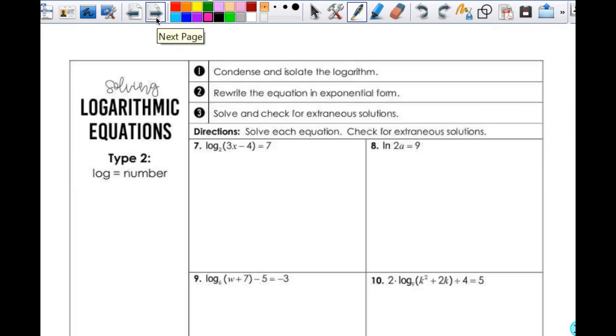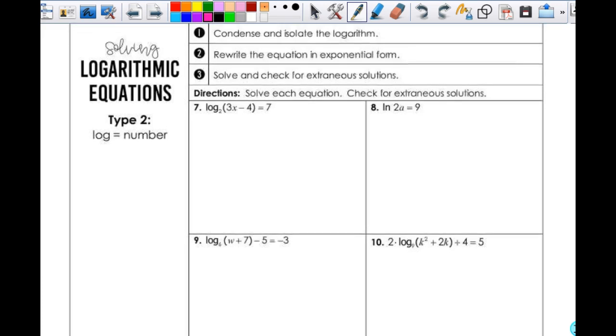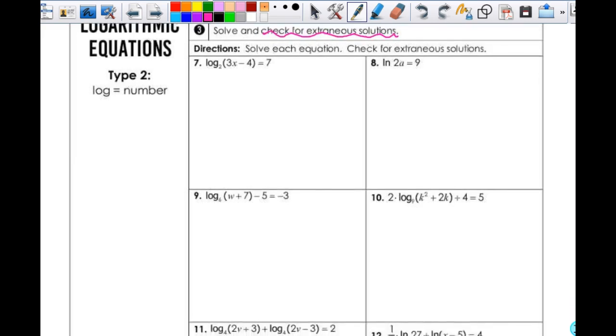So log equals a number, this situation. You condense and isolate the logarithm, if you only have one, rewrite the equation in exponential form, and then solve, and again check for extraneous solutions. Bless you. So let's look at number 8.